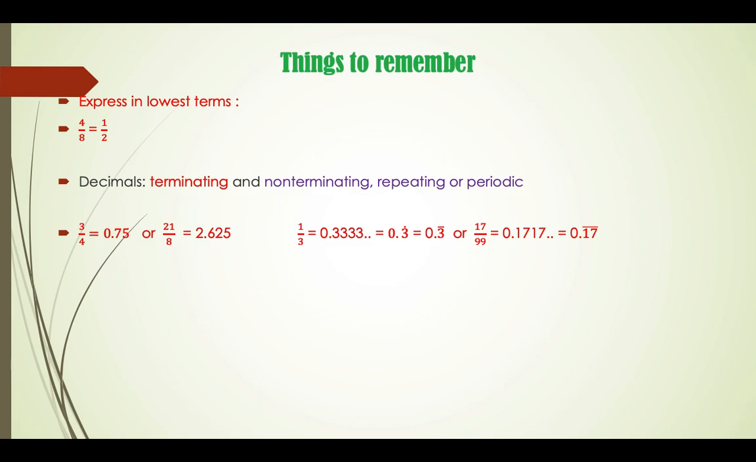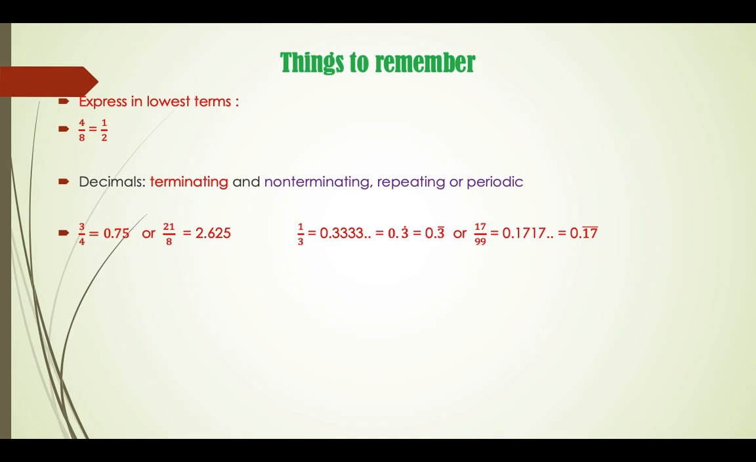Or if we look at the number 21 divided by 8, this gives us the number 2.625, where the number 2 is the integer part of the number and 0.625 is the decimal part of the number. This number has 3 digits after the decimal point.